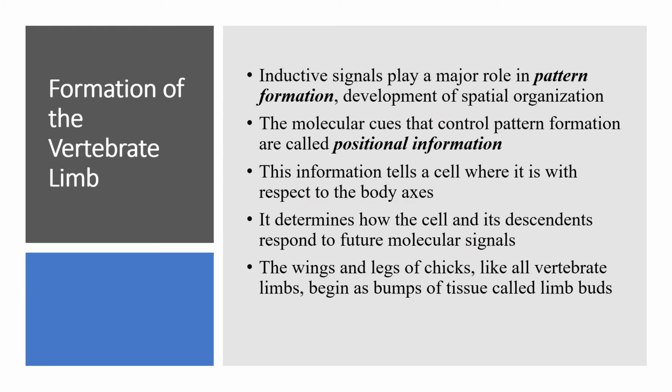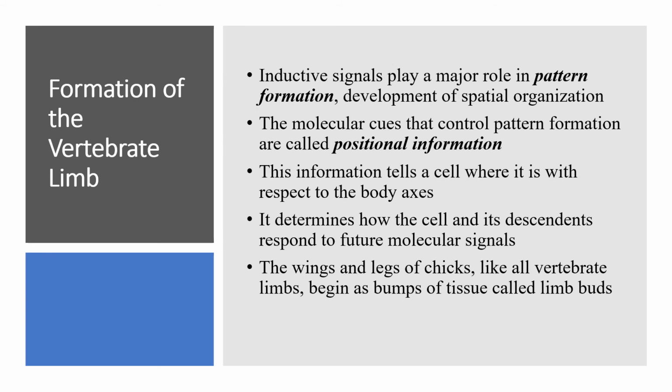So, formation of the vertebrate limb. Inductive signals play a major role in pattern formation and development of spatial organization. The molecular cues that control pattern formation are called positional information. This information tells a cell where it is with respect to the body axis, and it determines how the cell and its descendants respond to future molecular signals.